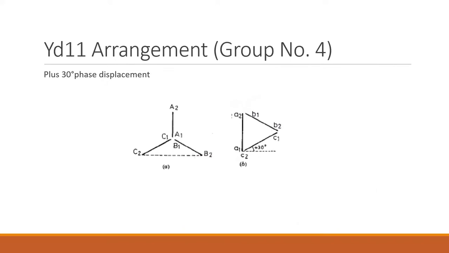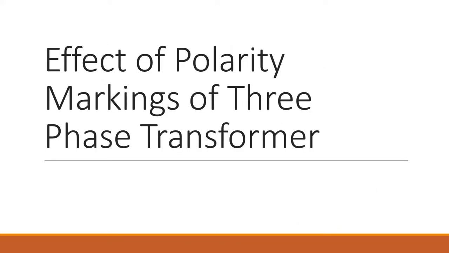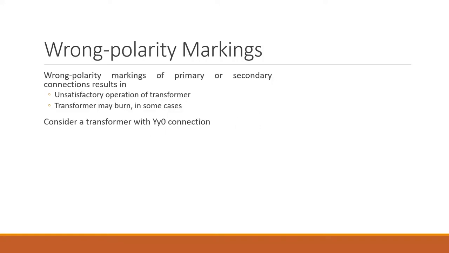So here your phasor group is over. Now let us begin with the next topic: what would happen if there is wrong polarity marking in a transformer. This is quite an important topic that we are going to see. The topic is the effect of polarity markings of a three-phase transformer. Let us try to understand what would happen if there is wrong polarity, and what would happen if the polarity is correct.